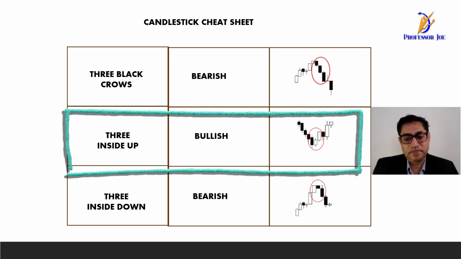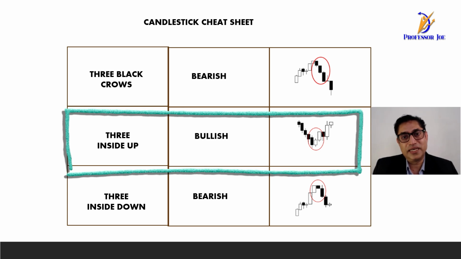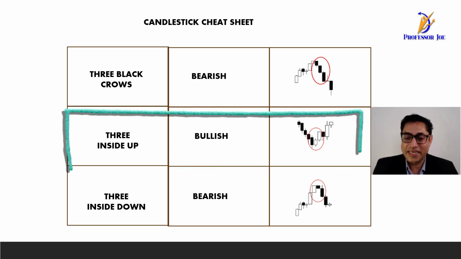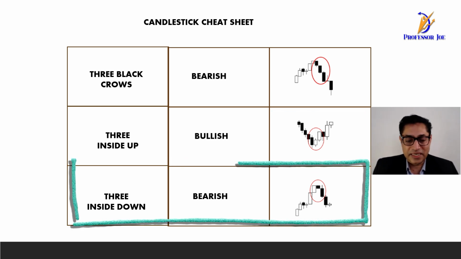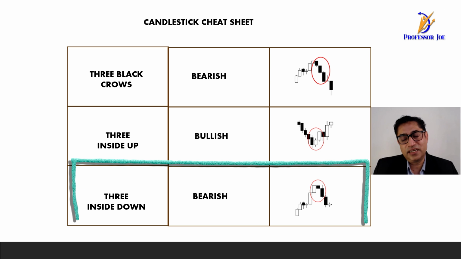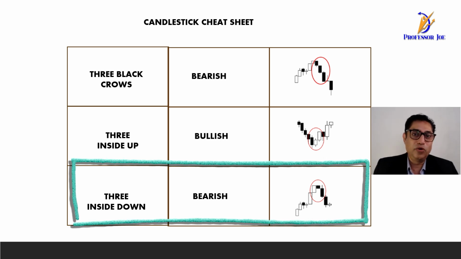Then three inside up. That means the first candle is red, the other two candles are green, but the third candle's ending is above the top of the red candle. So it's very, very clear that it's a bullish candlestick pattern. And three inside down is a bearish candlestick pattern, where first is a green candle or a white candle, and then there are two red candles or black candles, and the second black candle goes below the low of that green candle.